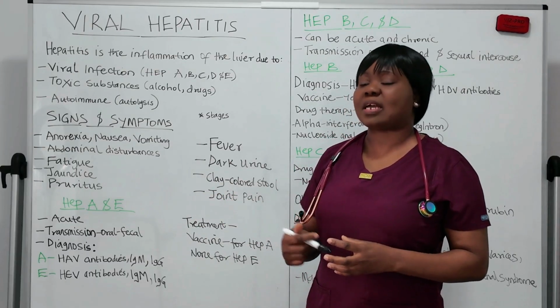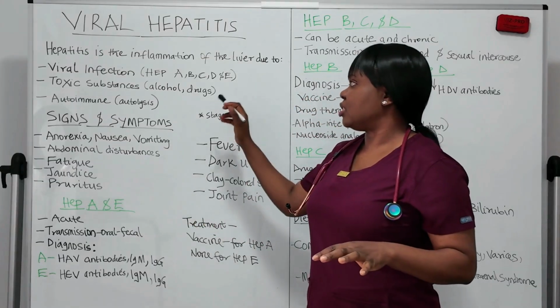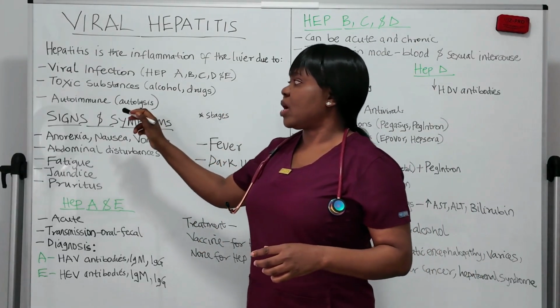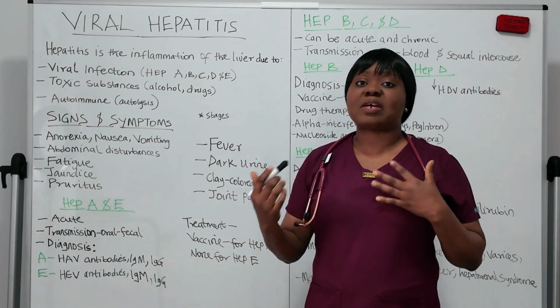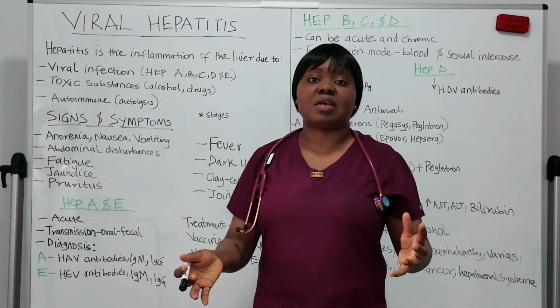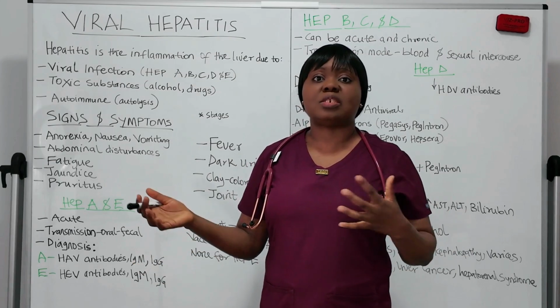They can cause hepatitis. Another cause is toxic substances like ingestion of alcohol or some drugs that are toxic to the liver. Then we have autoimmune disease. Autoimmune disease means the body trying to fight itself. Now, with any of these causes, it can lead to inflammation of the liver, and those hepatocytes, the liver cells, can be destroyed in the process.